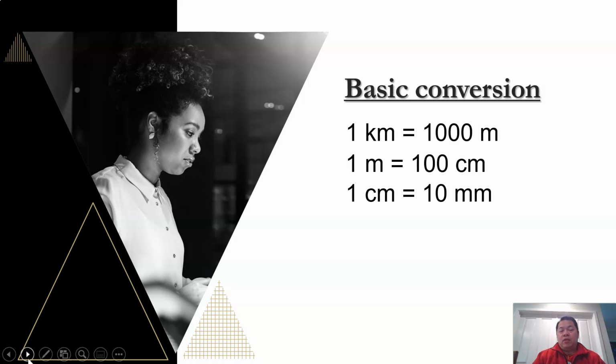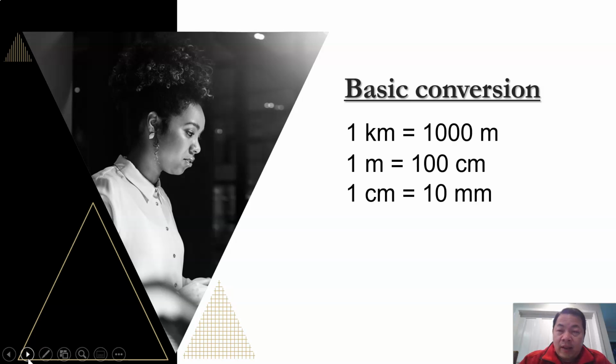These are the basic conversions that you need to know for conversion involving distance. 1 kilometer is 1000 meters, 1 meter is 100 cm, 1 cm equals 10 mm. Some of you may ask, do we use miles in Australia? Fortunately, we don't. We still make use of the basic conversion of kilometers, meters, cm and millimeters.